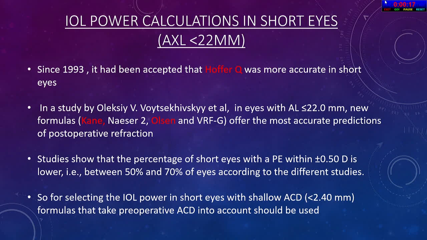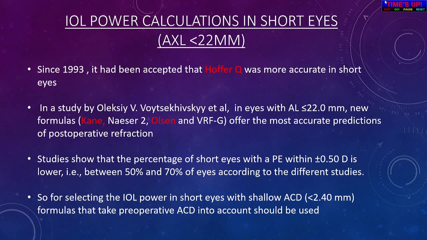Earlier, Haigis and Hoffer Q used to be used. Now the newer generation like Kane and EVO formula are considered to be more accurate. For longer eyes, formulas whose accuracy is not influenced by axial length should be preferred. In this study, it shows that the Barrett's formula is the most accurate formula for long axial lengths.